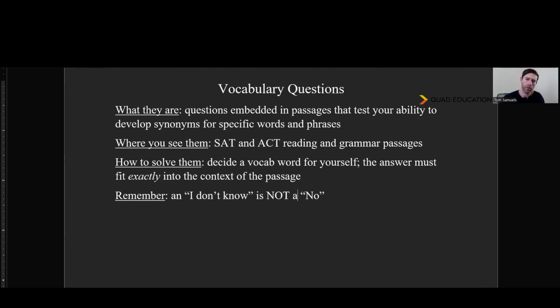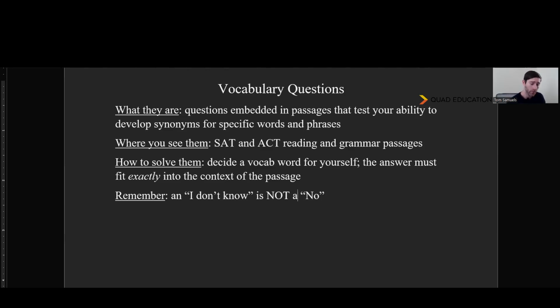Okay, let's talk vocab. I've defined here that vocab questions are questions embedded in passages that test your ability to develop synonyms for specific words and phrases. The thing here is that in order to pick a good synonym for a word, you need to know what the word means, or at least what it looks like it means given the context. Also, you need to know what 3 out of the 4 words given mean, so you can use process of elimination when you're doing the question.